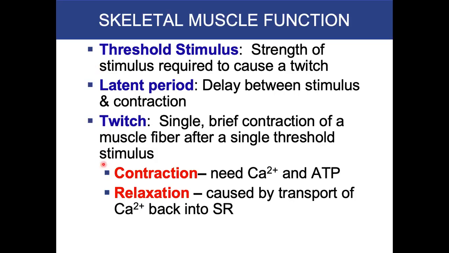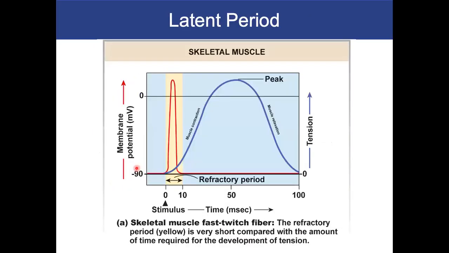And so contraction, we need calcium and ATP, right? And then relaxation, we need the calcium to go away, and we also need another ATP. And so think about how we use calcium and ATP for contraction and relaxation of skeletal muscles.